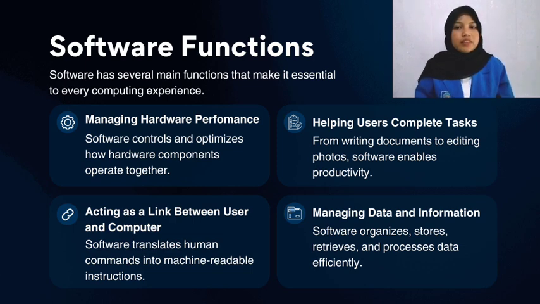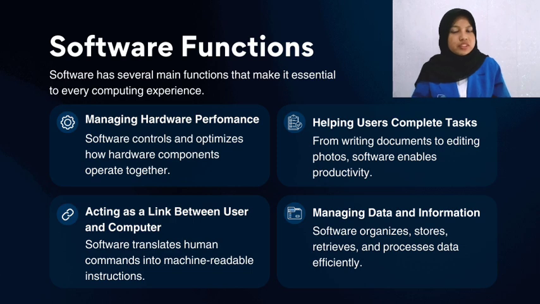Software has several main functions, namely: 1. Managing hardware operation. Software manages hardware so it can work properly and communicate with one another. Without software, hardware such as keyboards, monitors, and printers cannot be used optimally.